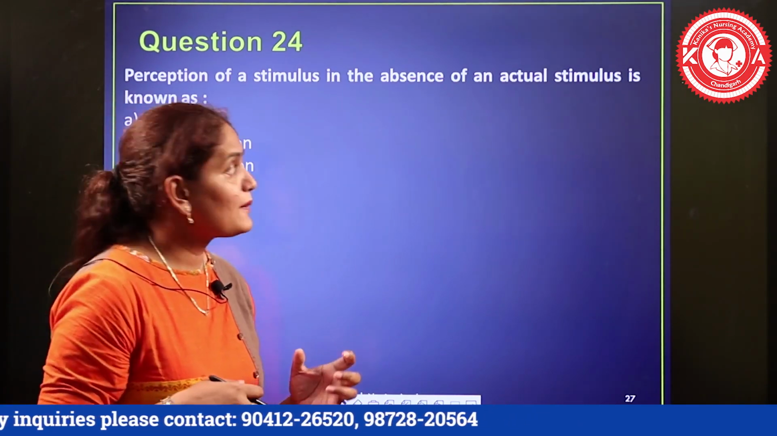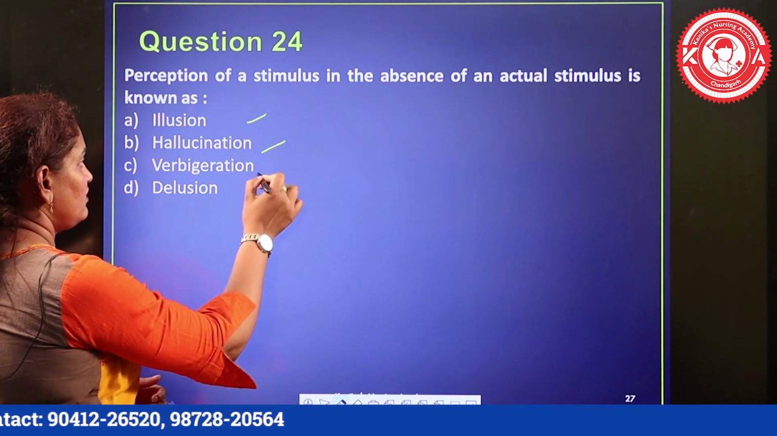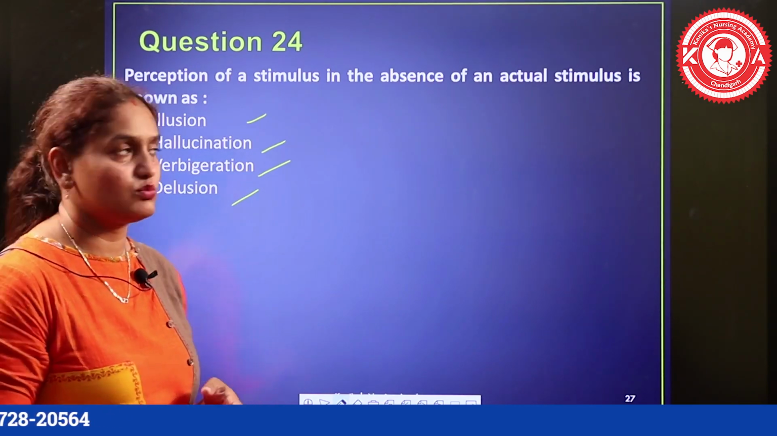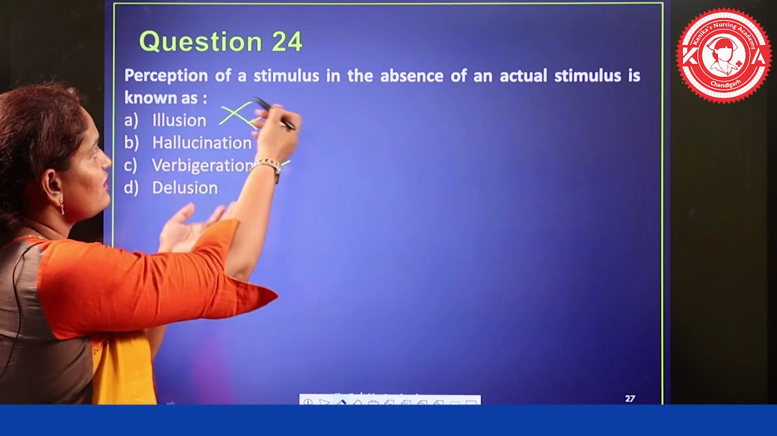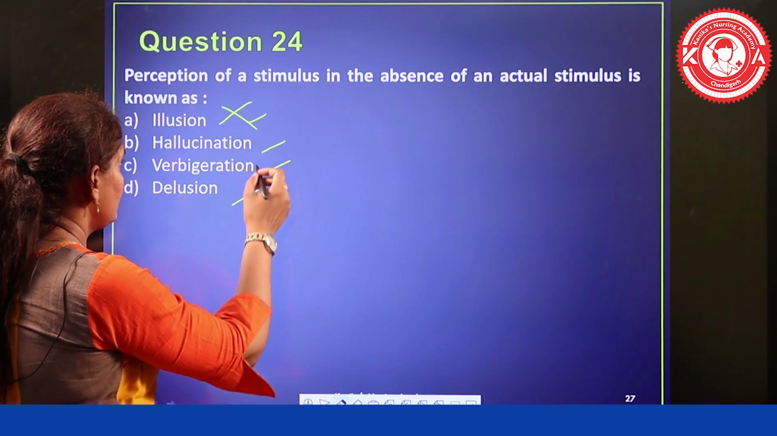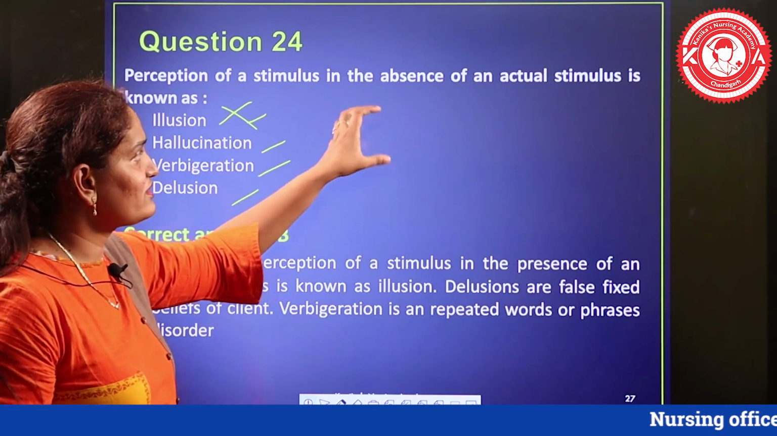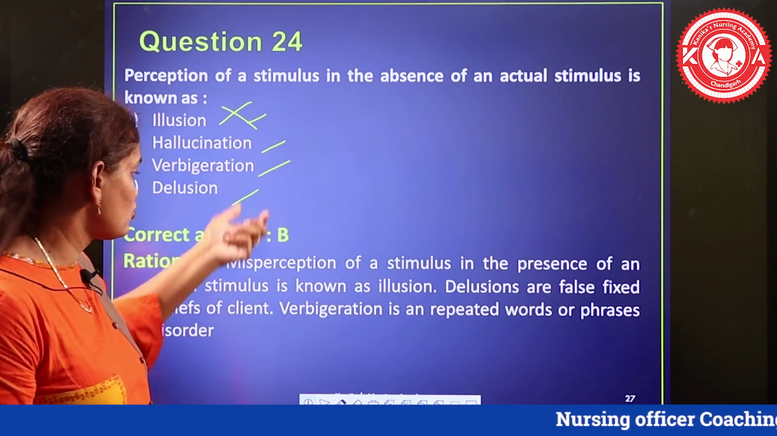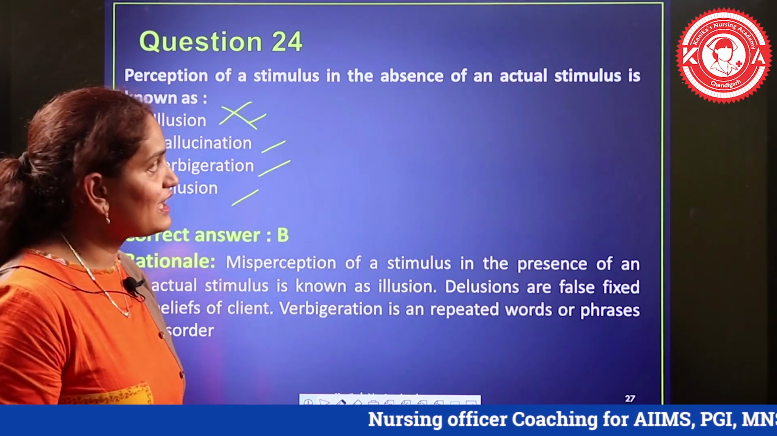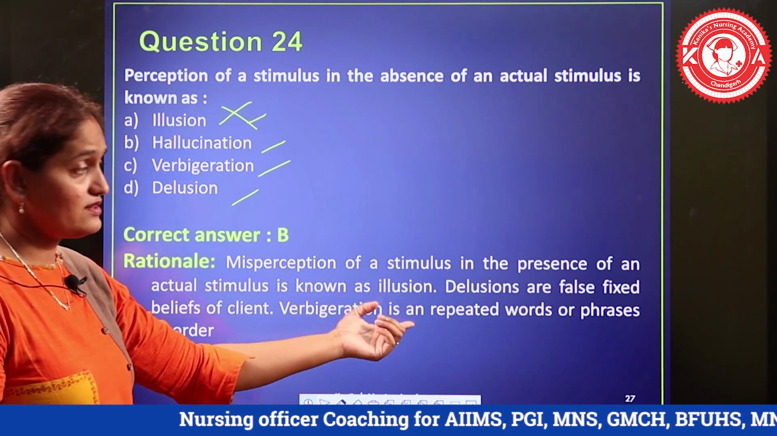Perception of a stimulus in the absence of an actual stimulus is known as illusion, hallucination, verbigeration, delusion. Illusion cannot be the correct answer. Hallucination is the perception of a stimulus in the absence of an actual stimulus, whereas misperception of a stimulus in the presence of an actual stimulus is known as illusion.